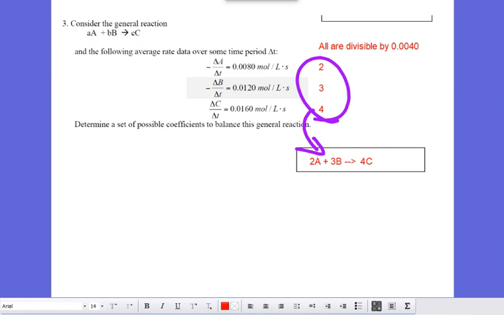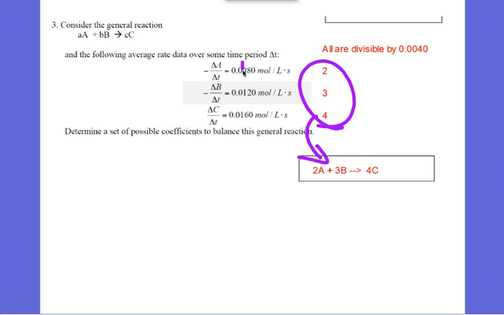In number 3, we are told the rates of 3 compounds inside our reaction, and we don't know what the coefficients are. The rates should tell us the coefficients if they have a common multiple. So we look at these, and I typically try to just imagine they're all the same value. Let's cross off those first two zeros on all of them. And I have 80, 120, and 60. Those are all divisible by the same number. They're all divisible by 40.